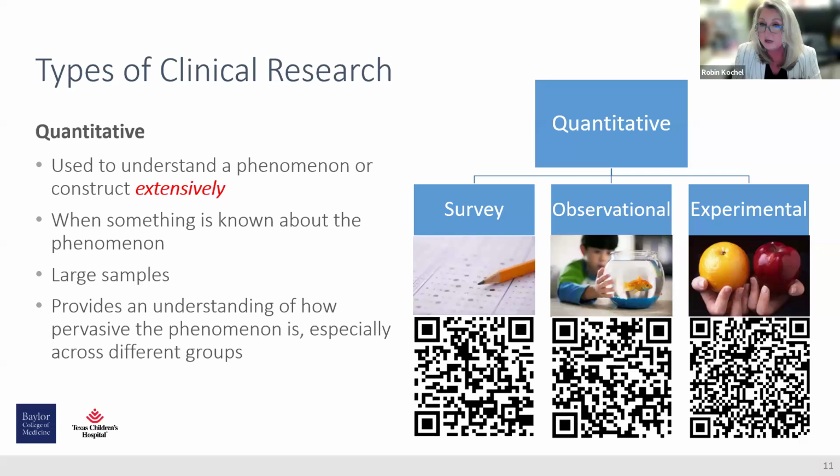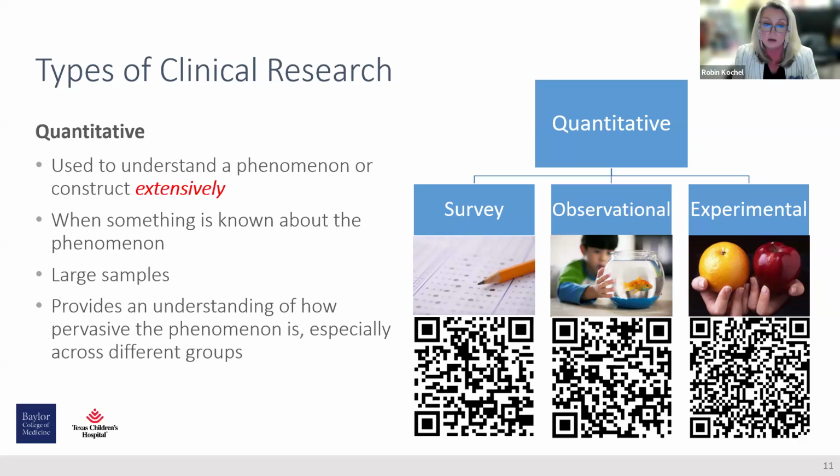And then a third type of quantitative research is experimental. So this is where we would have our clinical trials. Oftentimes in experimental research, the investigator is introducing something and they want to understand the effect of that something on an outcome. It doesn't always have to be that the investigator is introducing something. I'll give an example.